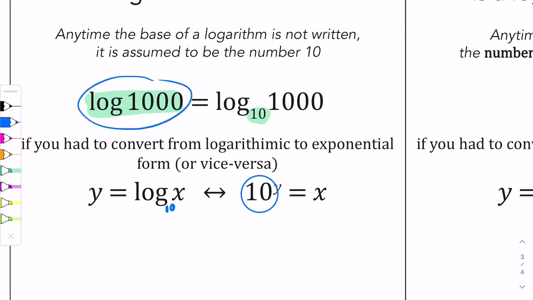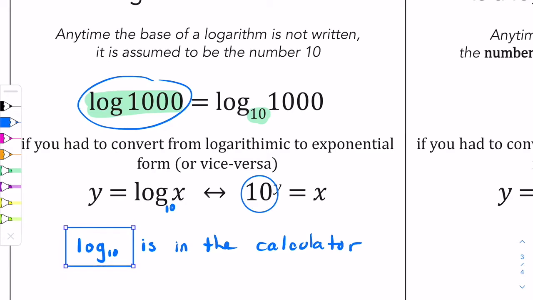So common logs can be evaluated using basic properties or using the log key in your calculator. It's actually the only log that you can evaluate in your calculator. So log base 10 is in the calculator. The key specifically says log, and that's it.